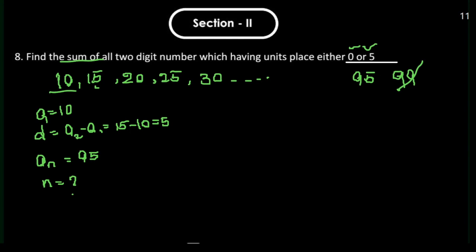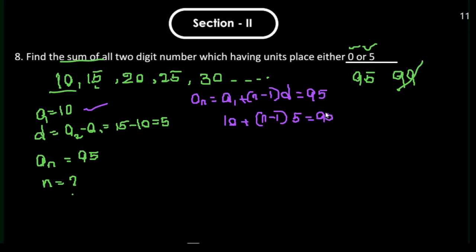But how do we use it? Simply, here an is nothing but a1 plus (n minus 1) into d, which is equal to 95, right? Now just substitute the a1 and d values here. What is a1? Here it is 10, plus (n minus 1), we don't know n so keep it as it is, and d we know, right? Into 5 is equal to 95.